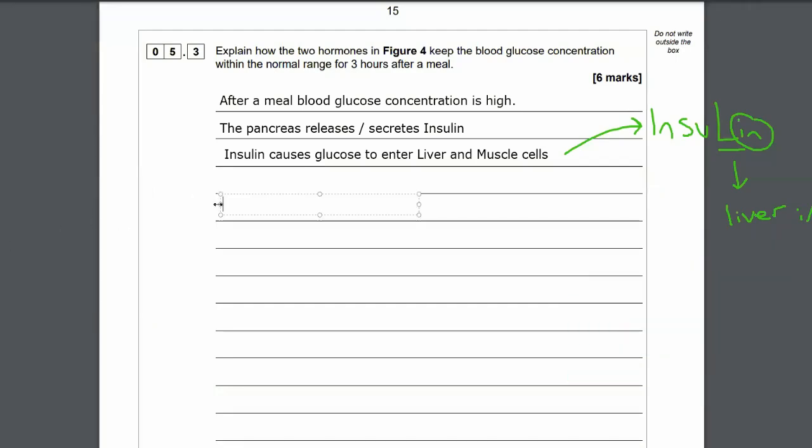What happens inside the liver? Inside the liver and muscle cells, glucose is converted to glycogen.